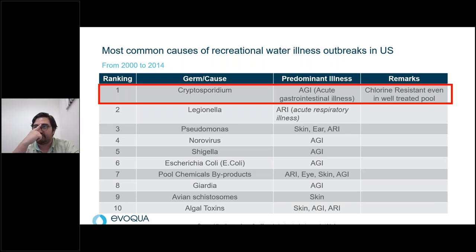This is a ranked list from the CDC website in the US. You can also go and visit it. You can see the number one rank for recreational water illness is still Cryptosporidium. Even in a well-treated pool that has enough chlorine and balanced pH, this parasite still survives and causes illness to people. Therefore, it is advised for commercial pools in the US that involve high-risk groups, especially kids, old people, or injured people in hydrotherapy pools, to use a UV system or ozone system as a secondary disinfection system.